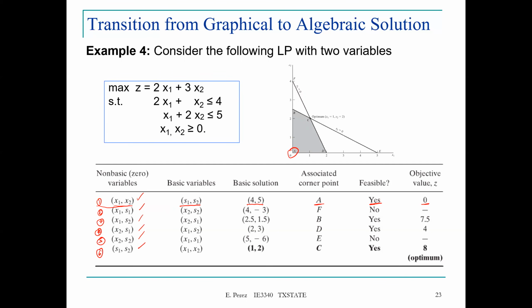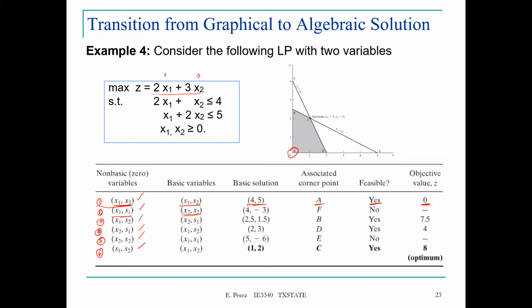What will be the objective function value? Well, if you substitute S1 and S2 into the objective function, you don't have those coefficients, those decision variables there. You do have x1 and x2, and you know that when S1 and S2 are 4 and 5, then x1 and x2 equal 0. So by substituting 0 here and 0 here, the objective function value is equal to 0. Let's look at the next one. If we make x1 and s1 equal to 0, then my basic variables are going to be x2 and s2. So I'm solving for x2 and s2.